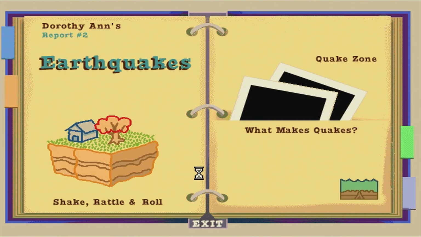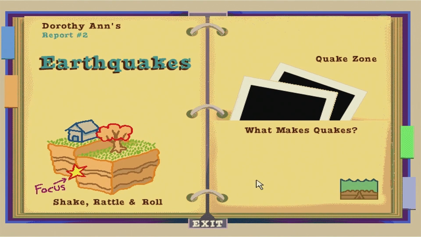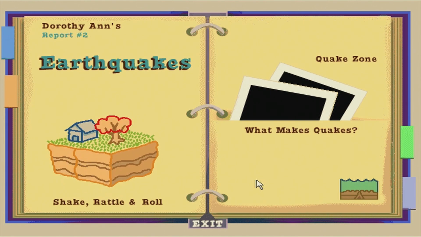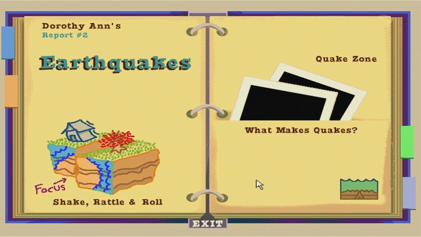Earthquakes. Shake, rattle, and roll. Earthquakes start way down at a spot inside the crust called the focus, which is where rocks release their pent-up pressure along a fault line. During an earthquake, shock waves start at the focus and move outward in all directions.